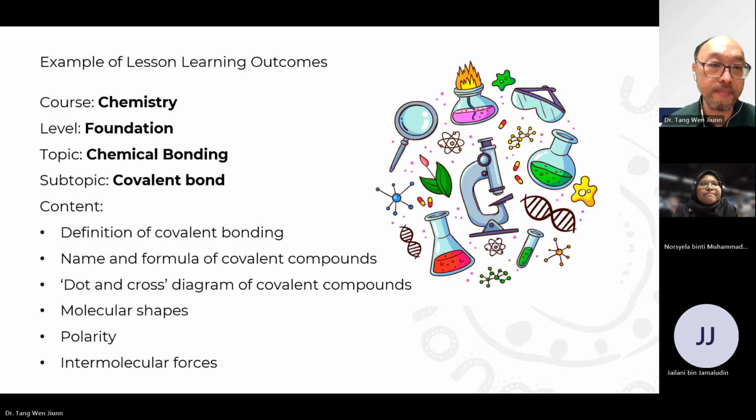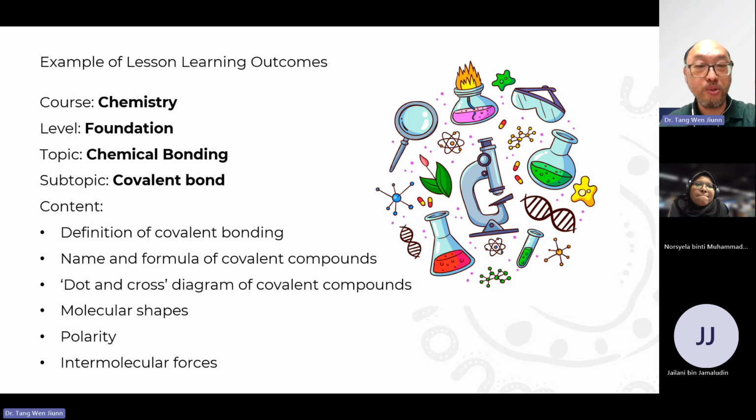Yeah. So this is just an example. Let's say I'm looking at chemistry, and I choose the foundation level. The main topic is covalent bond. Under the subtopic, you have covalent bond, and under covalent bond you have the contents: definition, the name, the dot and cross, shapes, polarity, intermolecular forces. So all these are the contents for covalent bond.